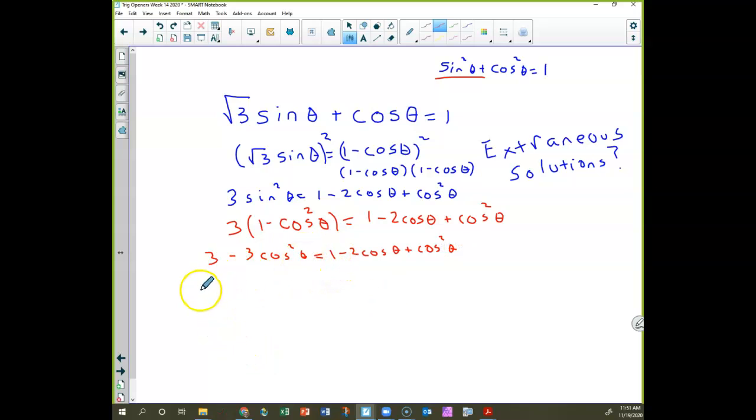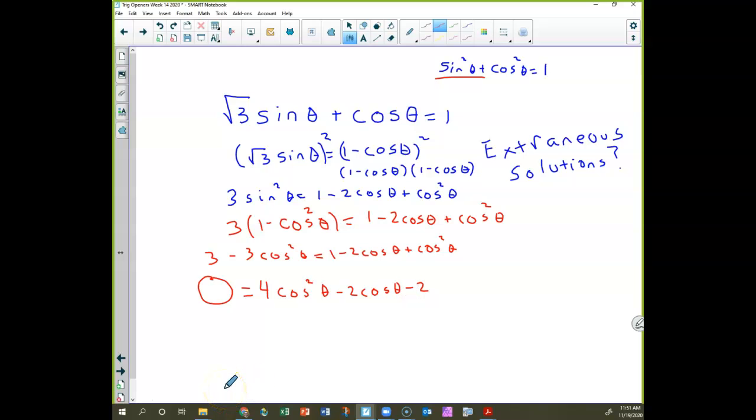I recognize the squares. I'm thinking quadratic. I'm thinking I want to factor. So I'm going to make this equal 0. I'm going to add 3 cosine squared to both sides, and I'm going to get 4 cosine squared. I'm going to subtract 3 from both sides. So I have 4 cosine squared theta minus 2 cosine theta minus 2, and that's all equal to 0.